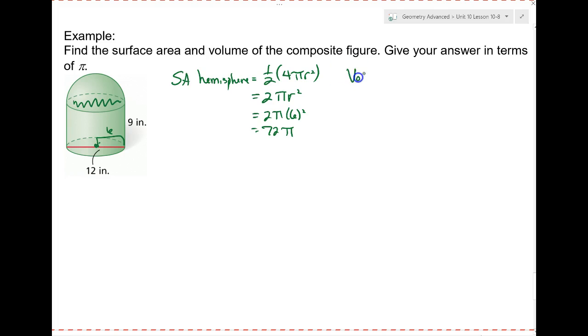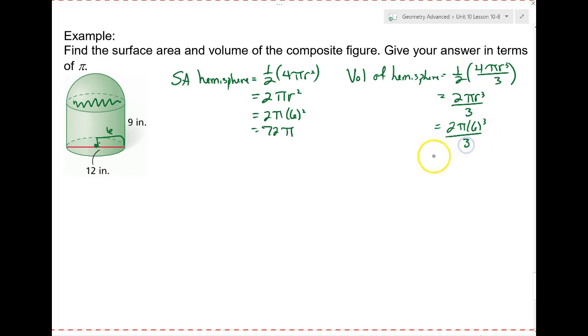We need to do the volume of the hemisphere, which is going to be 1/2 the volume of a sphere. So that's really 2 pi r cubed over 3. So I get 2 pi, my radius cubed is 6 cubed. What do we get for that one? Someone do that on your calculator for me. 6 cubed times 2 and divide that by 3. And bring your pi along.